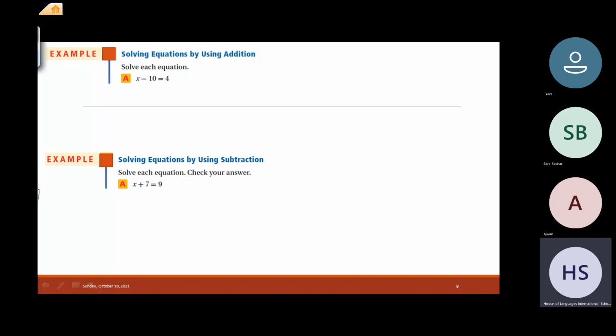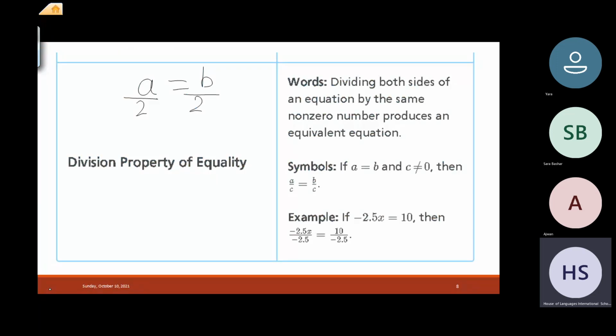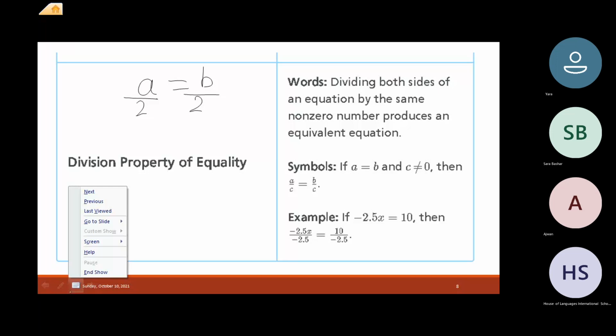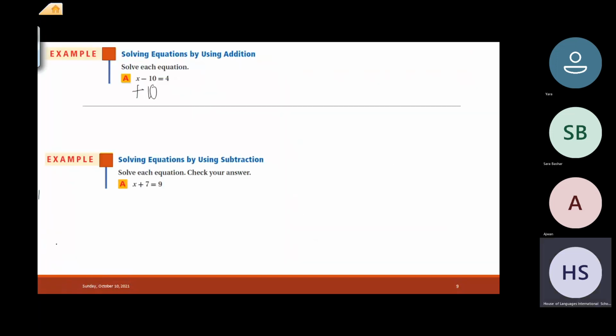Now, what is the opposite of subtraction? Addition. Add what? I want to solve for x. I want to keep x on one side and the numbers on the other side. So if I want to keep x only, what should I add? 10. Because 10 is subtracted from x. I should add 10 to this side in order to keep x alone.